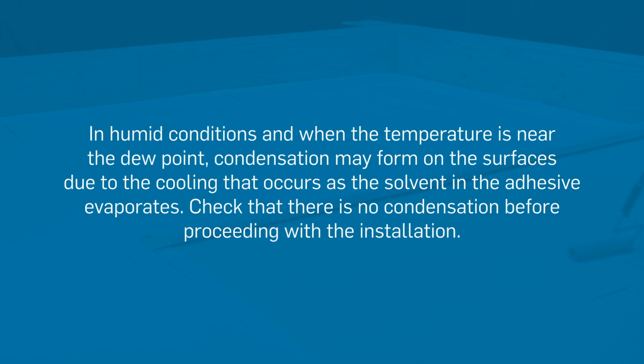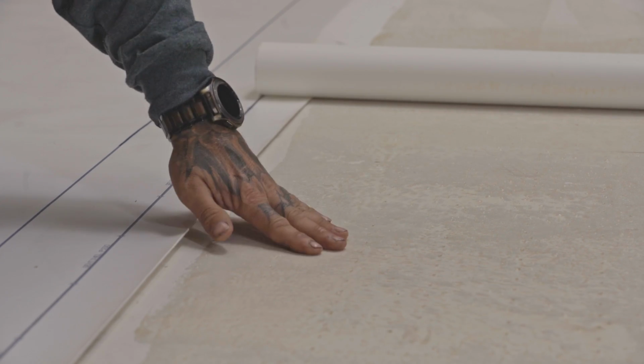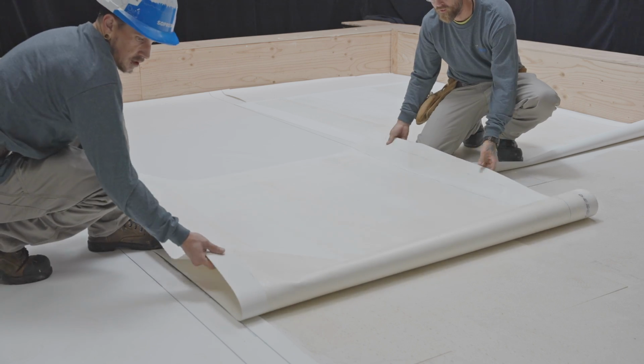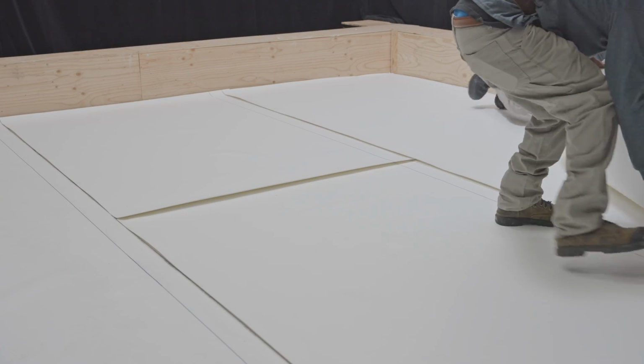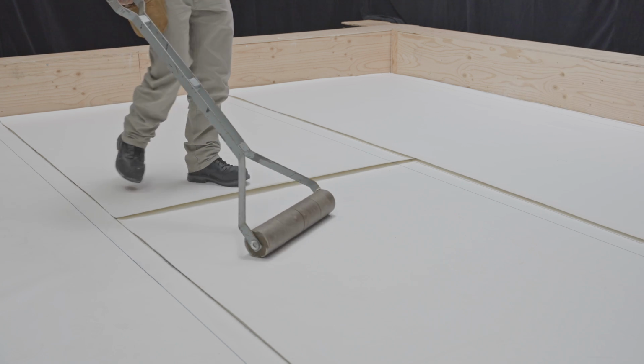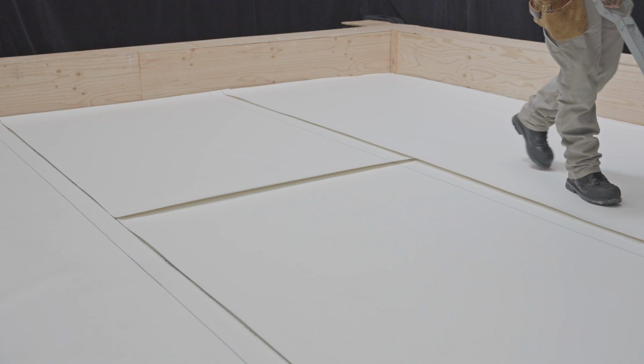In humid conditions and when the temperature is near the dew point, condensation may form on the surfaces due to the cooling that occurs as the solvent in the adhesive evaporates. Check that there is no condensation before proceeding with the installation. Once the adhesive is dry, but still tacky, lay the membrane on the substrate. Apply pressure over the entire membrane with a heavy roller to achieve full and even adhesion.